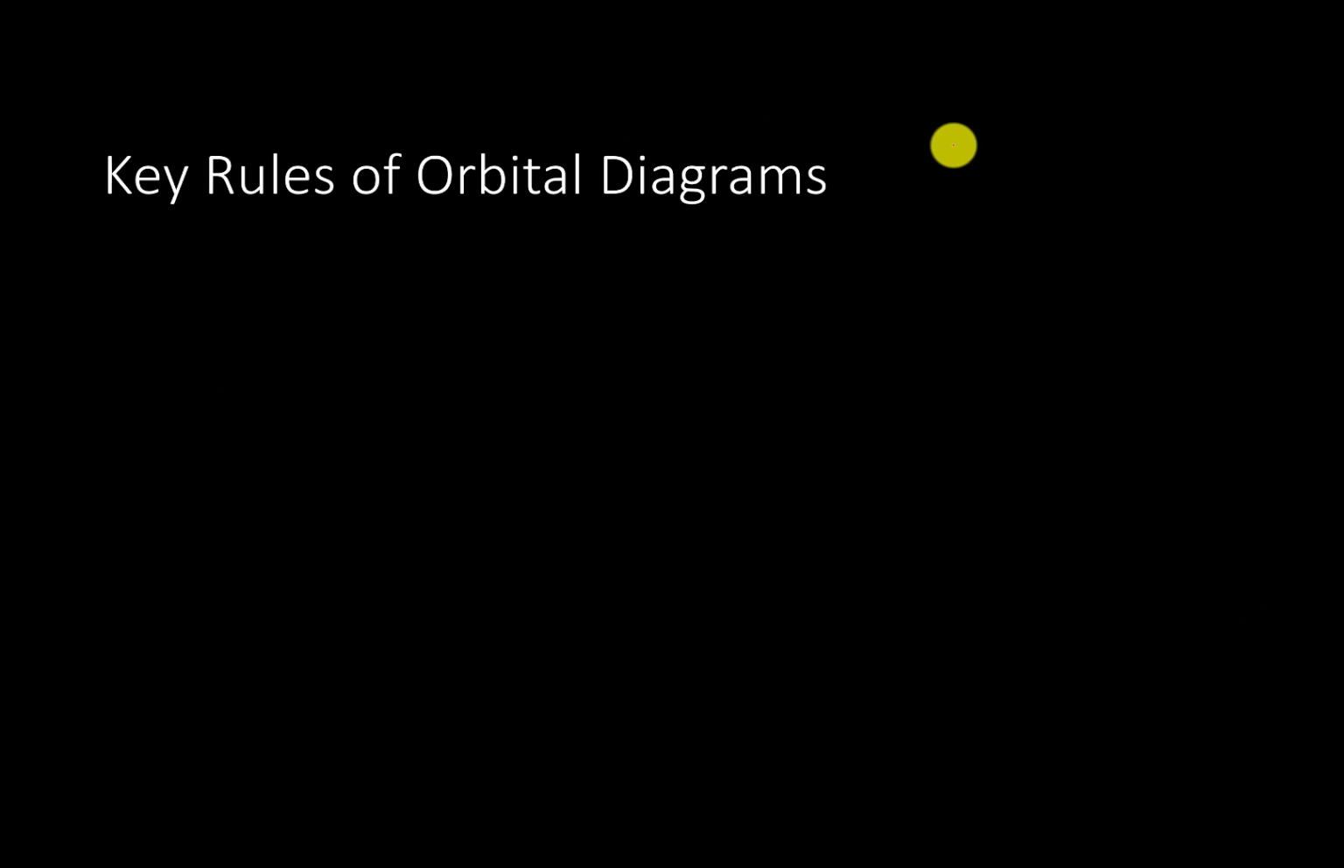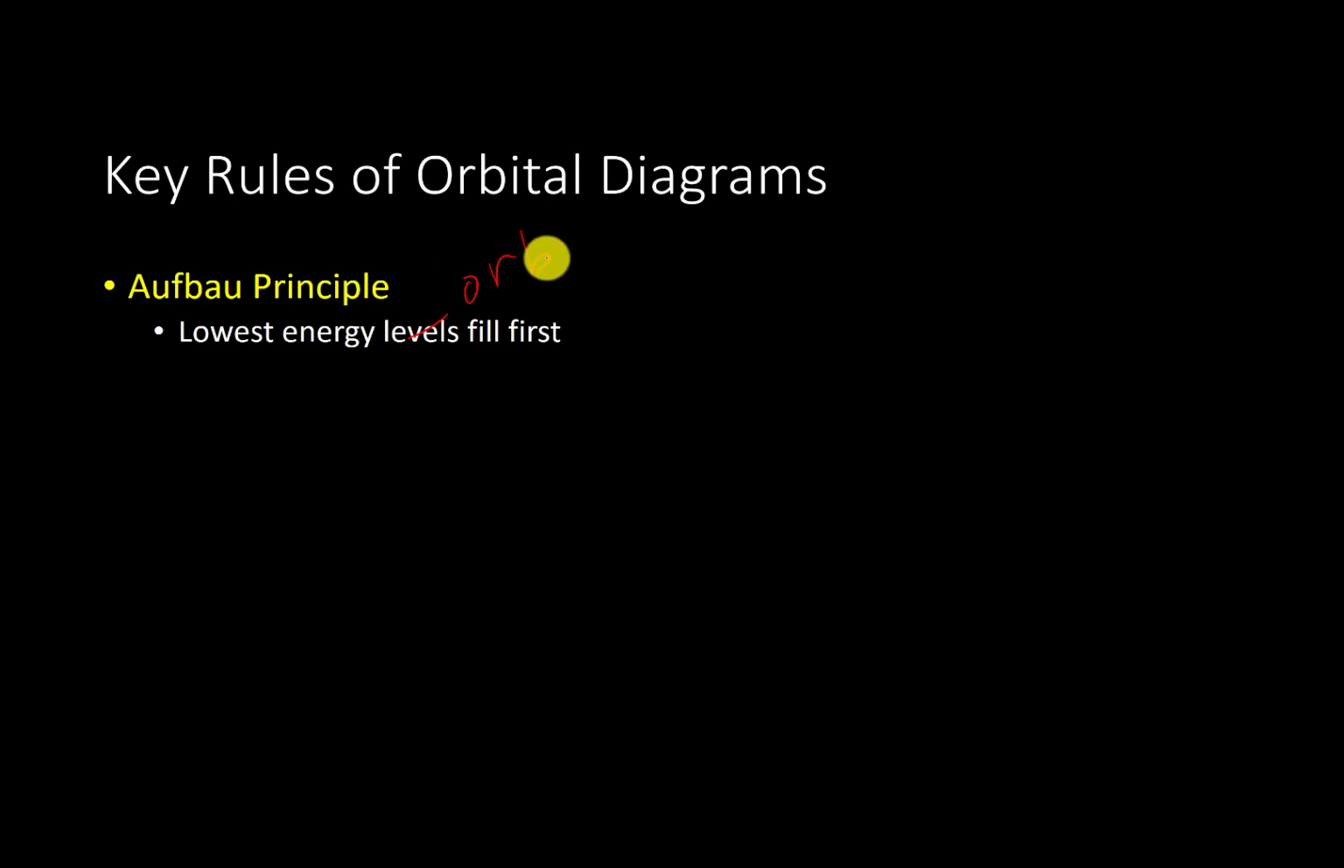Now, on to orbital diagrams. Okay, there are 3 key rules for orbital diagrams. The first one, now some of these have funny names, but the principle is pretty simple. The Aufbau principle. The Aufbau principle is the lowest energy orbital fills first. I'm going to cross this out and put orbital. That will be a better word to use.